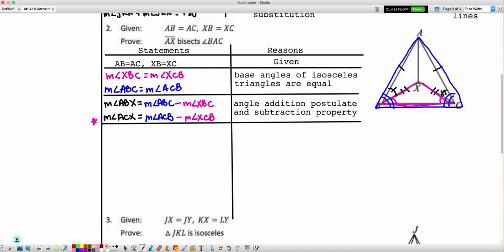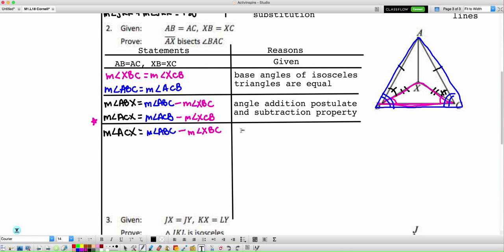So looking at this, I know that ACB is equal to ABC, so I'm going to rewrite this equation, but I'm going to substitute in it instead. I'm going to say that the measure of ACX, instead of ACB, I'm going to plug in this other thing it's equal to, so ABC. And then instead of XCB, I know XCB is equal to XBC, so I'm going to substitute that one in too. So my reason for that is two substitutions.